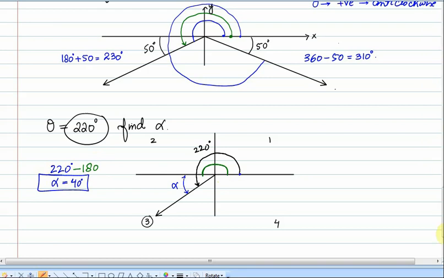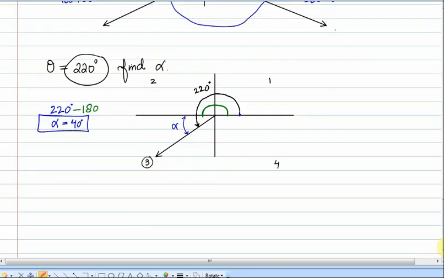One more question and you need to attempt this one. So let's suppose theta is equal to 310 degrees. Find alpha. Do it.